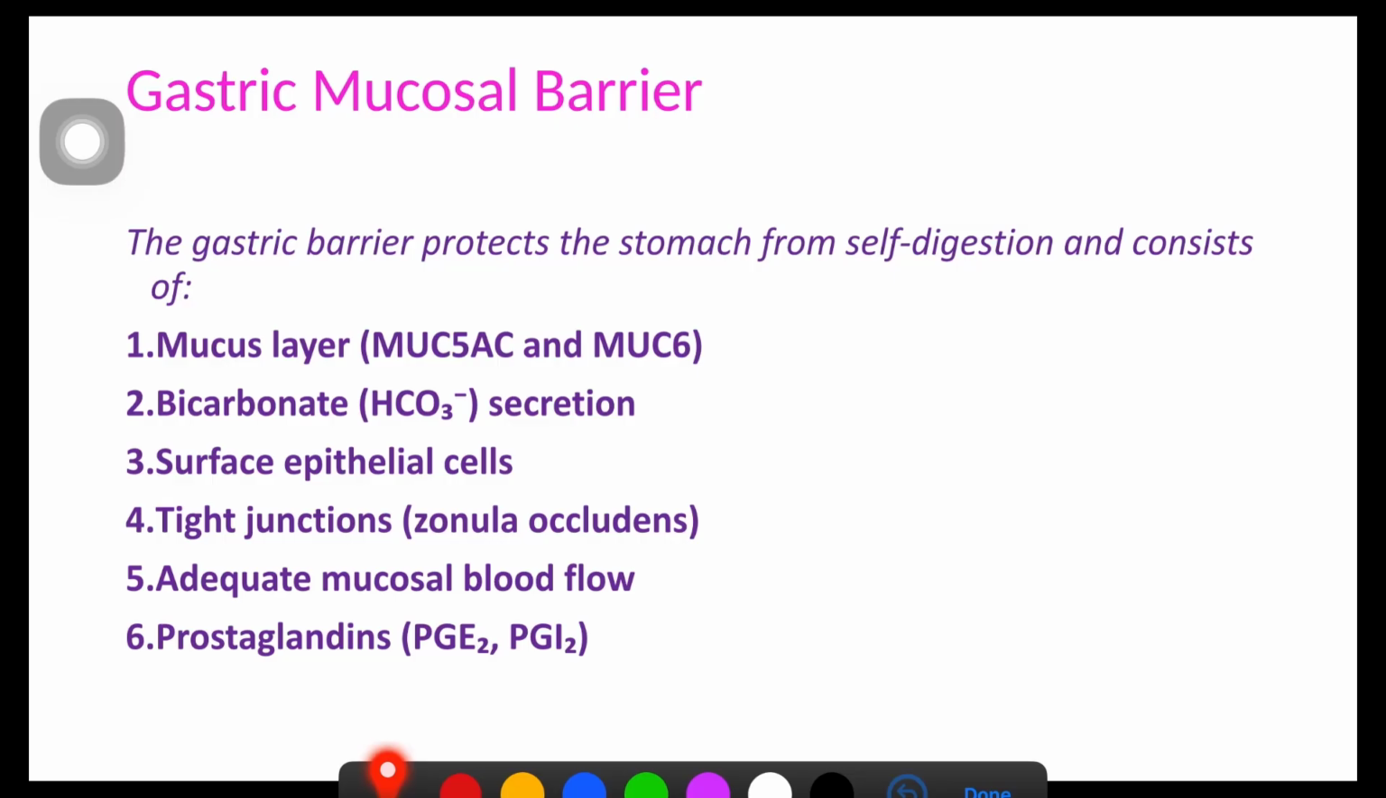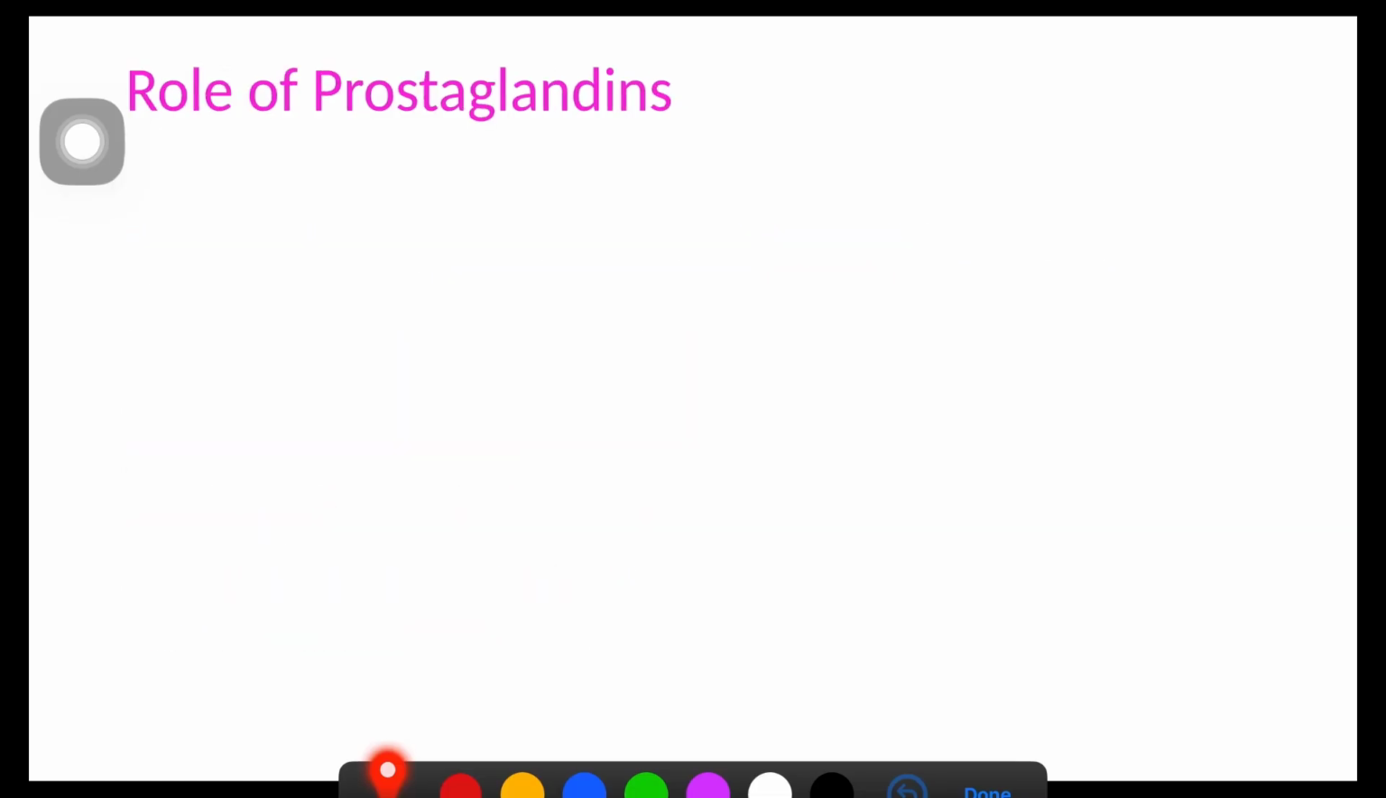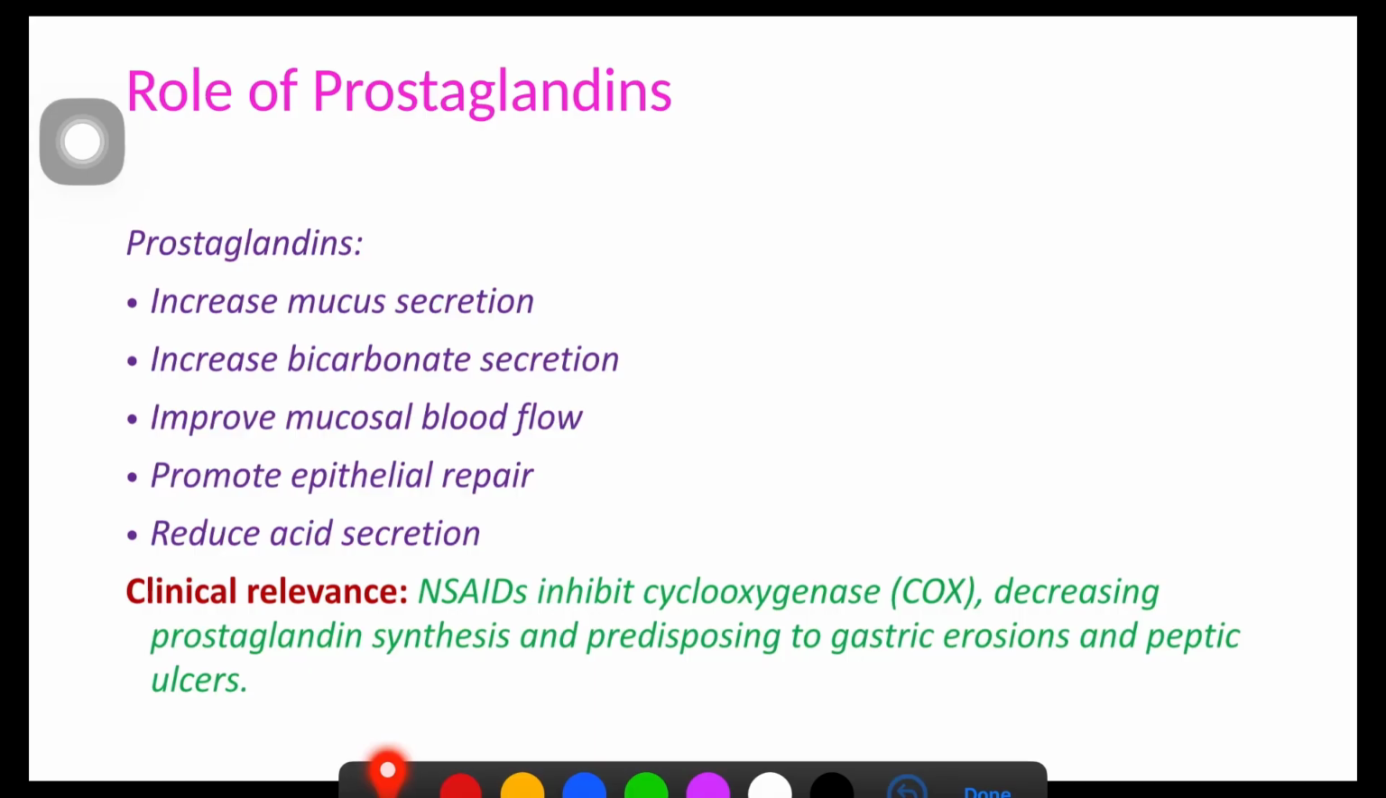adenocarcinoma. So the gastric mucosal barrier protects the stomach from self-digestion, which is very important, and this barrier consists of a mucus layer, bicarbonate secretion, surface epithelial cells, tight junctions which are zonula occludens, adequate blood flow and prostaglandin. So what is the role of prostaglandin E2 and I2? It increases mucus secretion, increases bicarbonate secretion, improves mucosal blood flow, promotes epithelial repair and reduces acid secretion.